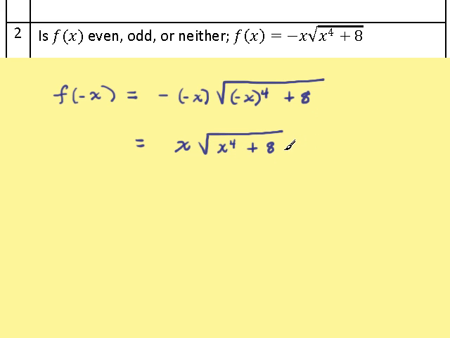Okay, so this is equal to, we can say minus x. Here I'm just writing negative f of x. Okay, because these two negatives give a positive, so that's equal to minus f of x. So that means that we have an odd function.